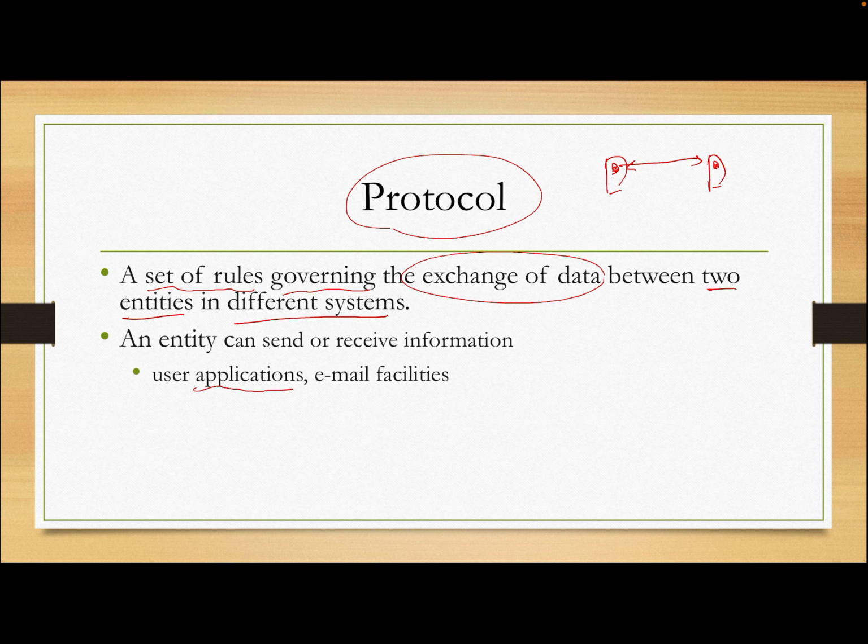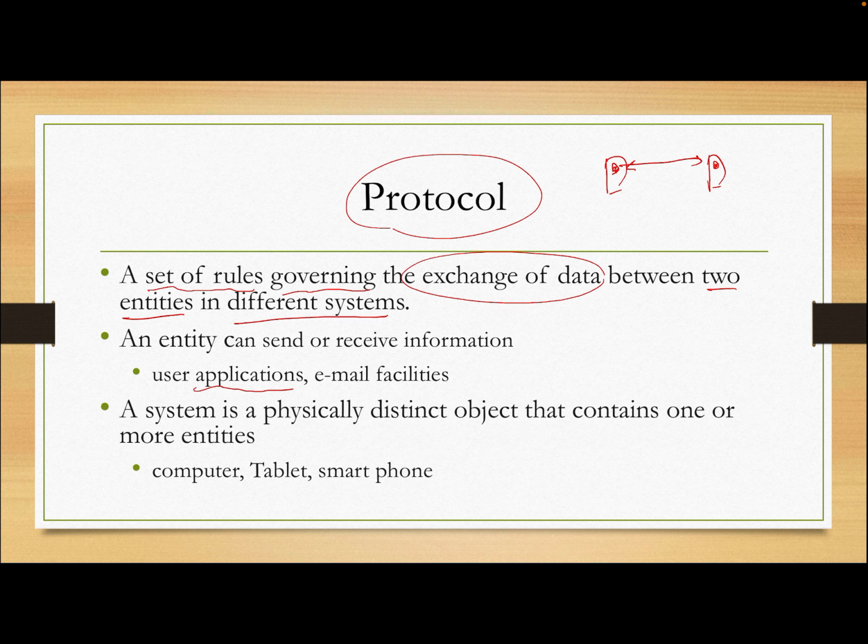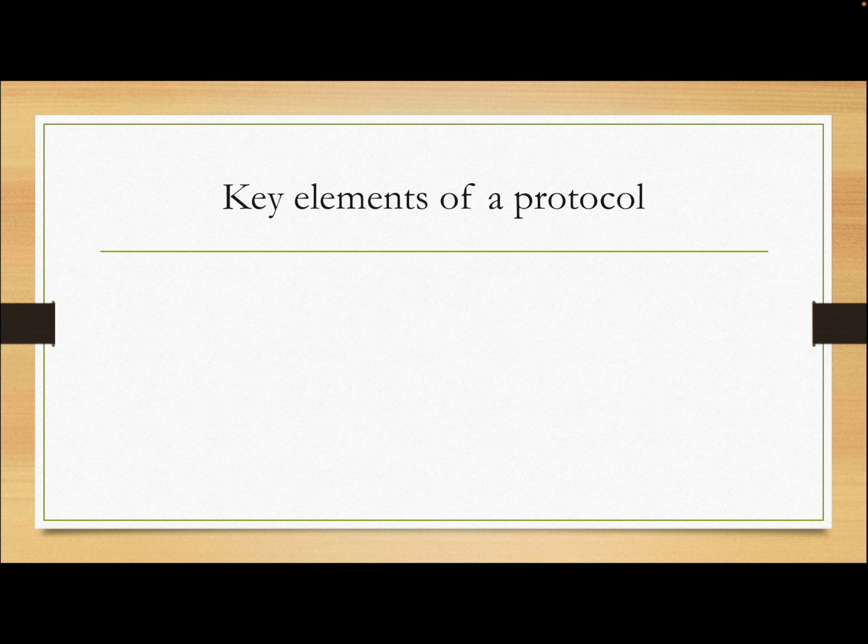Now, what is an entity? An entity is anything that can send or receive information. Usually, it's an application in your mobile phone, or some email facilities in your mobile phone, your tablet, or your computer. What is a system? A system is a physical object that contains one or more entities. So if you have your mobile phone or your tablet with many applications, this is a system. These are examples of a system.